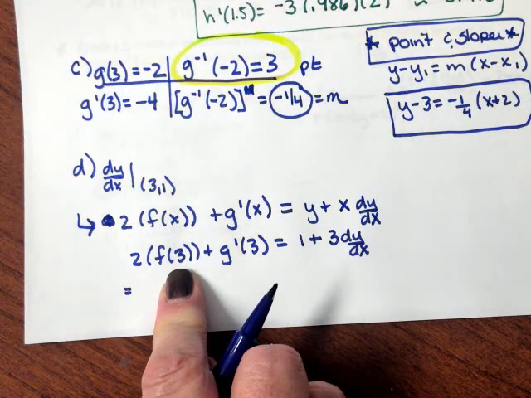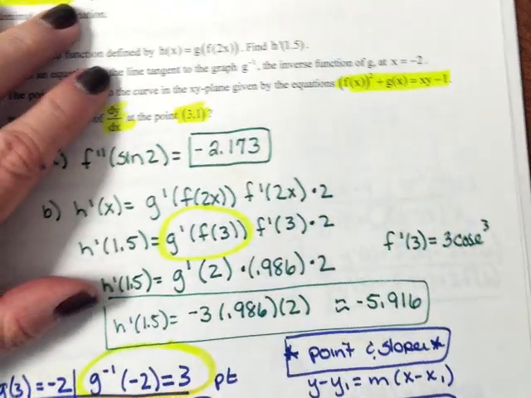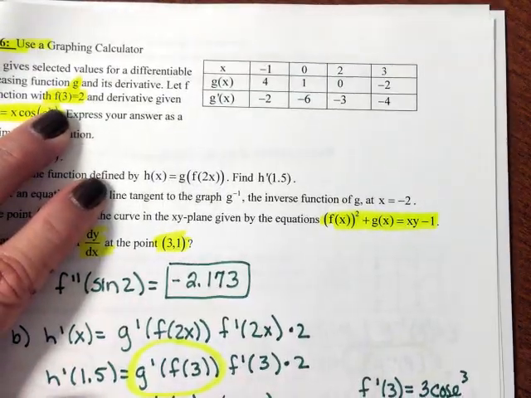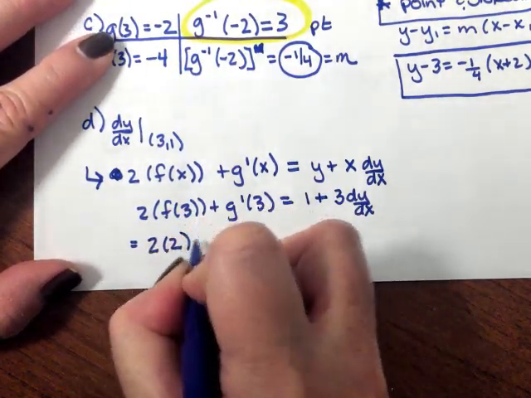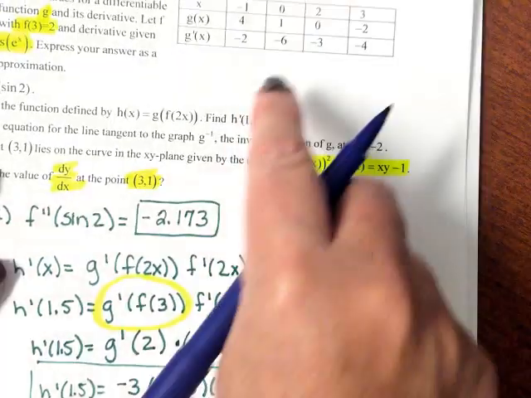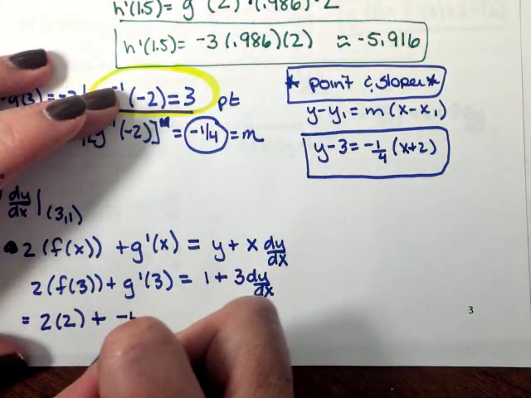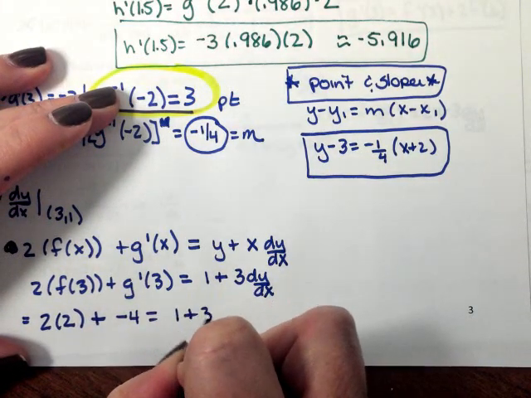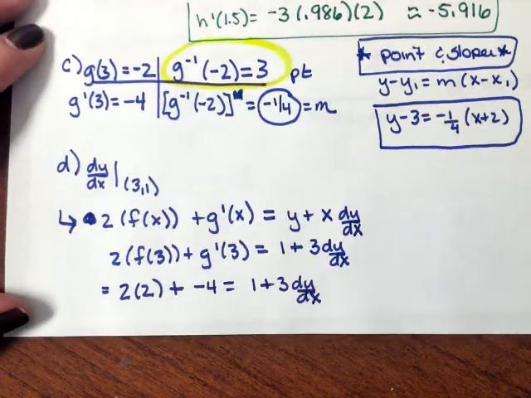Now remember, in the very beginning, I highlighted an initial condition. In the very beginning, they told you that f of 3 was equal to 2. So I know that f of 3 is 2. So 2 times 2, plus g is represented by the table, so g prime of 3 is going to be negative 4, equals 1 plus 3 dy dx. Now that I've plugged in my constants, I can solve for dy dx.